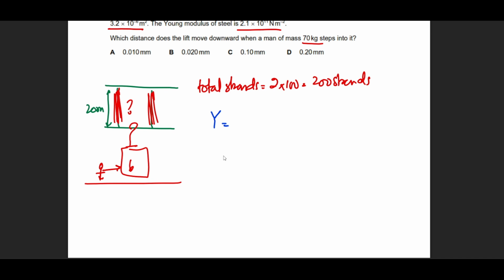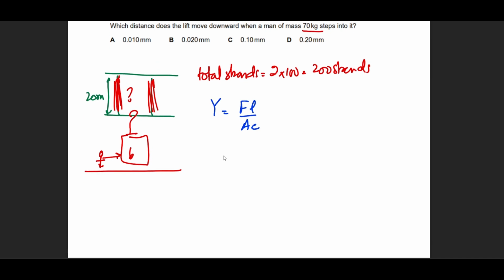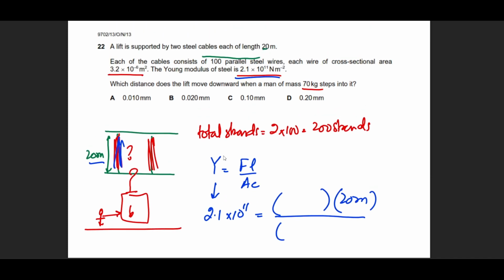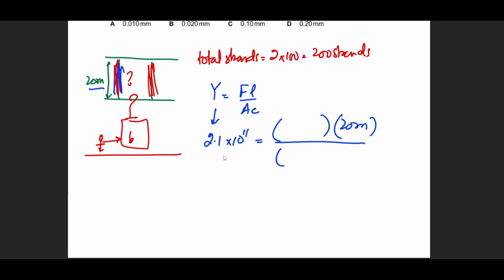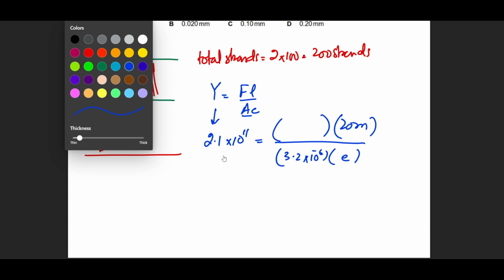So we have Young's modulus equals FL over AE, where E is the extension. I have the value of Young's modulus, which is given to me as 2.1 × 10^11. So I'm going to replace the values and see what happens. So 2.1 × 10^11 equals, we have to be clever about the force. The length is 20 meters as given in the question. Every strand, I assume, will have the same length, divided by the cross-sectional area of each wire, which is also given to us, 3.2 × 10^-6. I'm replacing this as A. Extension is what we need to find out.